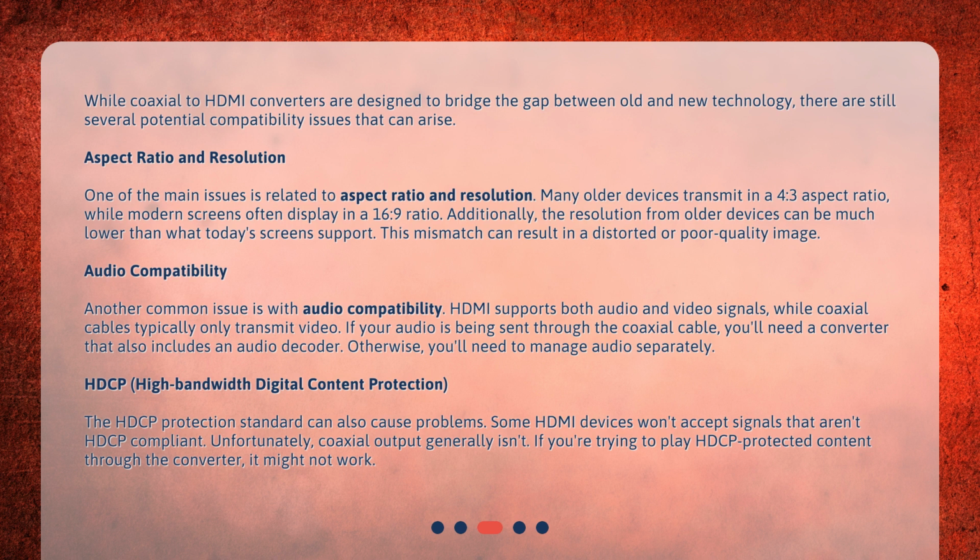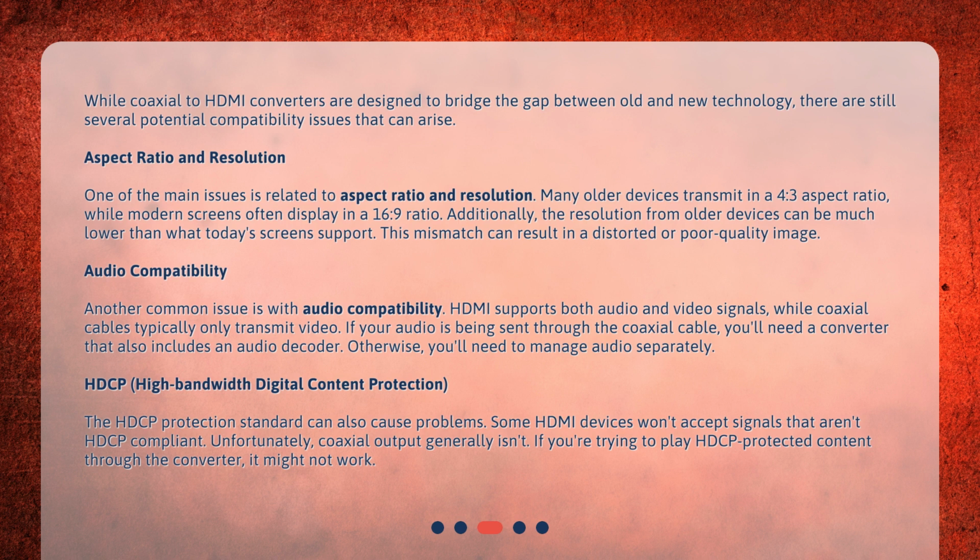Aspect ratio and resolution. One of the main issues is related to aspect ratio and resolution. Many older devices transmit in a 4:3 aspect ratio, while modern screens often display in a 16:9 ratio. Additionally, the resolution from older devices can be much lower than what today's screens support. This mismatch can result in a distorted or poor quality image.